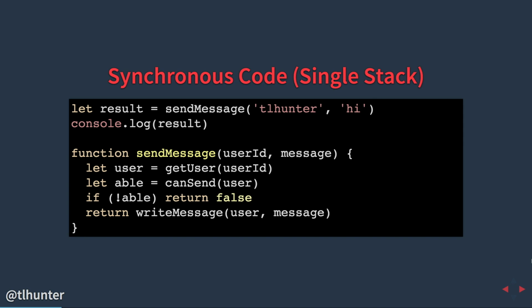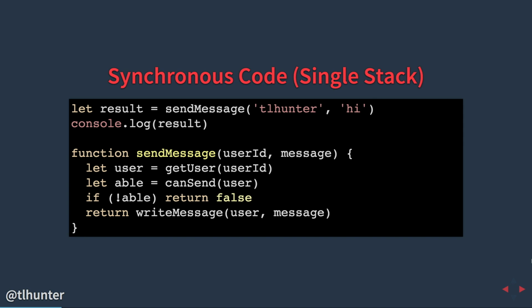However, if the user is able to send a message, we then pass the user object and the message into our writeMessage function, which finally does something with that message. Perhaps it puts it in a database. Perhaps it actually sends an email. Once the operation is done, we return the result of writeMessage, which is what the overall sendMessage function returns.